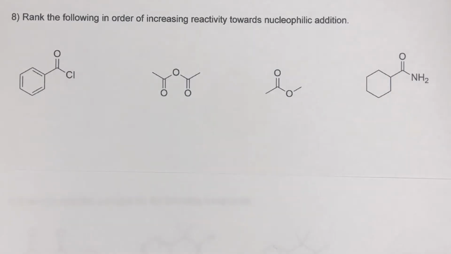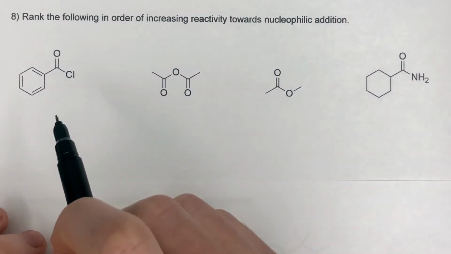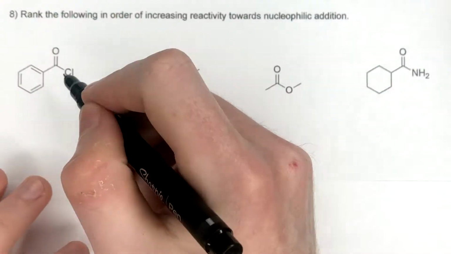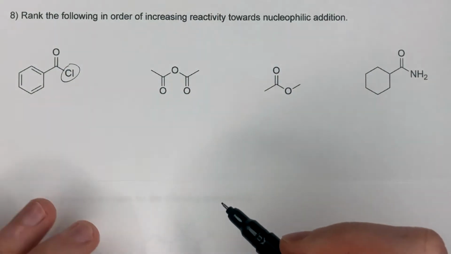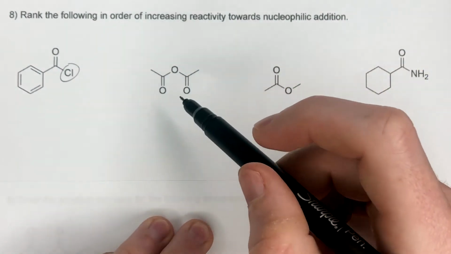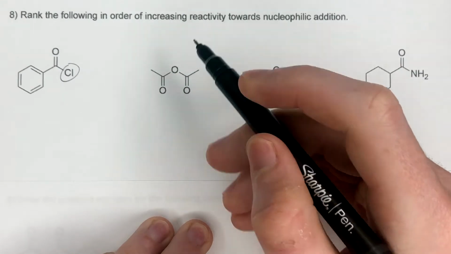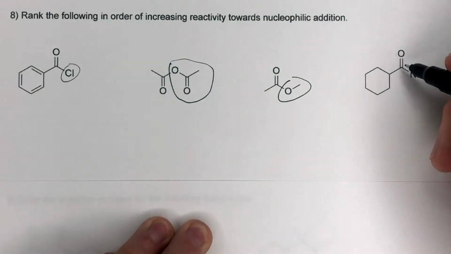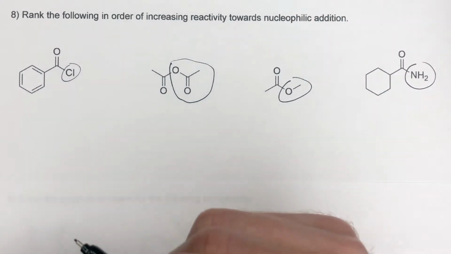All right, so here we have our next question. So we are asked to rank the following in order of increasing reactivity towards nucleophilic addition. So what we have, first of all, is to recognize what is the difference. The difference is the leaving group, right? So these are all going to be nucleophilic acyl substitution with a nucleophilic addition step preceding the substitution. So the leaving group is in essence what's changing here, and I'm circling each leaving group.